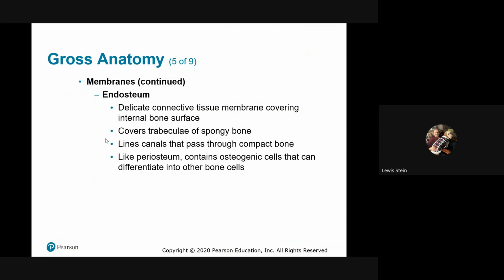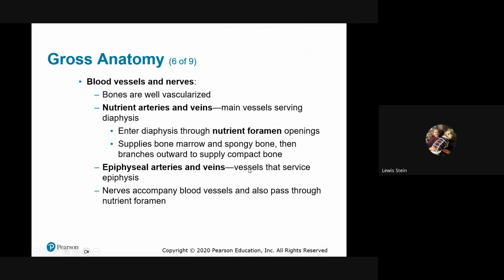And here's the endosteum, and it contains the same cells. It's really not quite as active. Tons of blood supply. The nutrient foramen is where the blood enters first. It's a major blood supply, so you've got to be very careful about it. Don't want to hurt it. And into the epiphyses, the tops and bottoms, the ends, you have a separate blood supply.